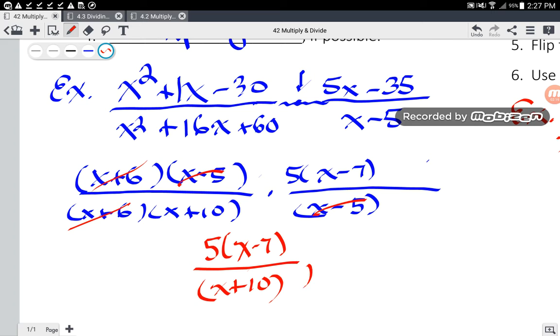And the excluded values are going to be those values that would make any of the denominators 0. So set x plus 6 equal to 0 and solve, set x plus 10 equal to 0 and solve, and set x minus 5 equal to 0 and solve. Or change the sign. You're going to get the opposite sign. So x cannot be negative 6 or negative 10 or positive 5.